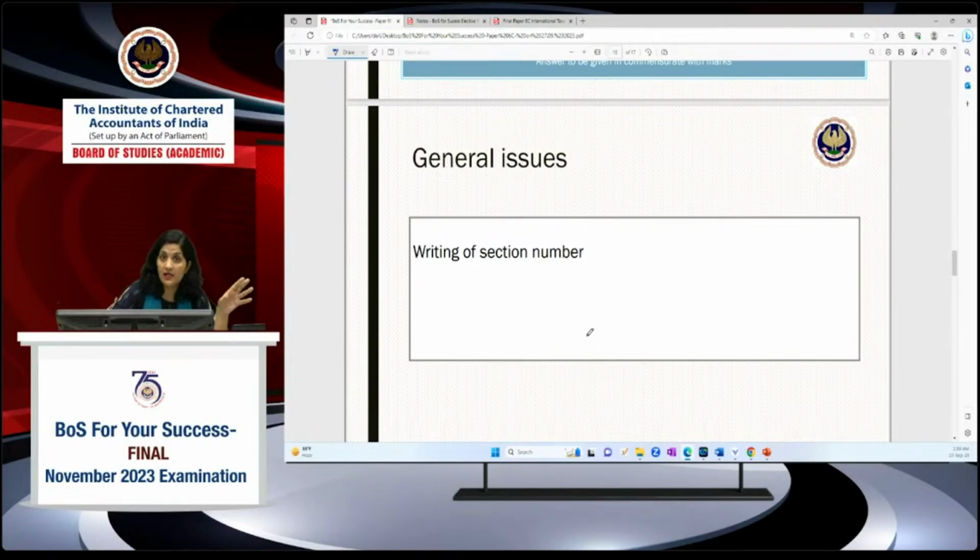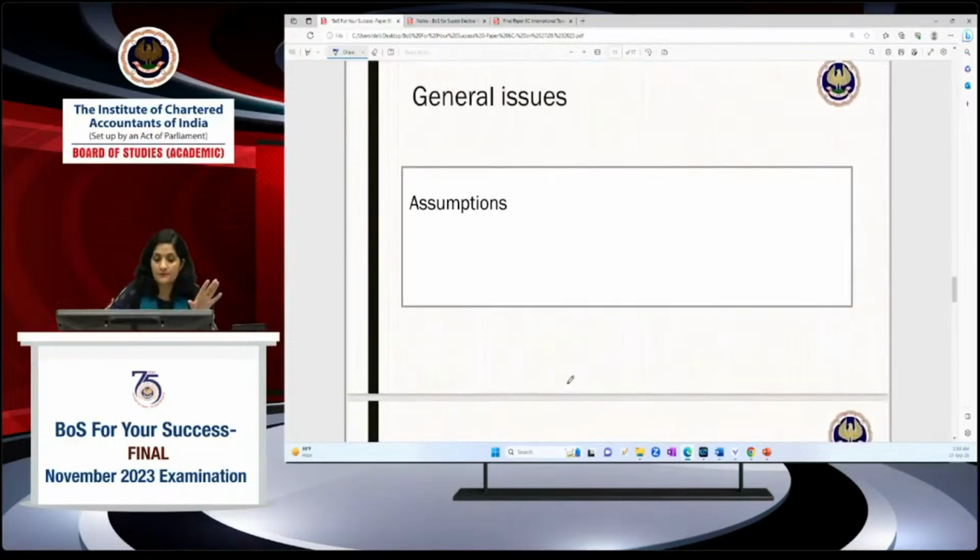Right? And section numbers will generally not be given in the question. What sections have to be applied, you have to analyze and apply yourself. You have to identify which section is applicable. So you should write the section numbers. This is an open paper and you can easily write the section numbers. This will fetch good marks. It will add value to your answers. So write the section numbers.